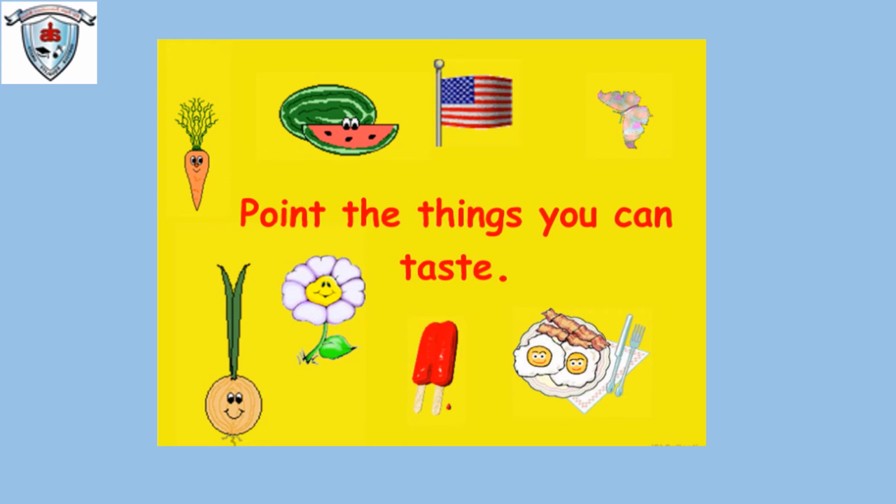So now, can you point to the things which you can eat? Very good. We can eat the carrot. What about the next one? Yes, wonderful. We can taste watermelon and then we can taste our egg and sausage and also we can taste the ice candy. What about the next one? Can we taste the flower? No, we cannot taste the flower. We can taste onions. Yes, we put it in the curry, right?